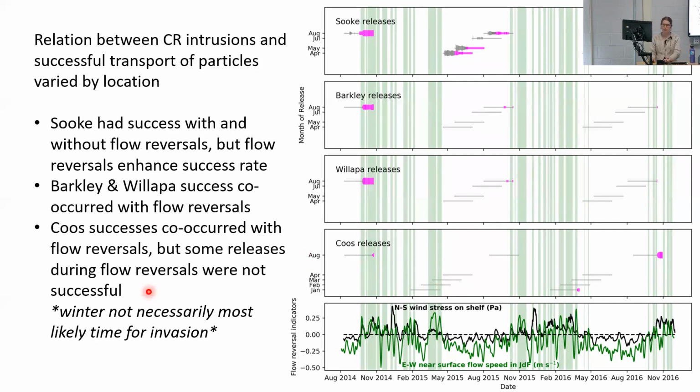One of our hypotheses was that these wintertime conditions were going to be most favorable, and that wasn't what we saw necessarily. The crabs that were able to spawn in winter were not necessarily making it into the Salish Sea. You kind of had to have a variety of conditions line up.